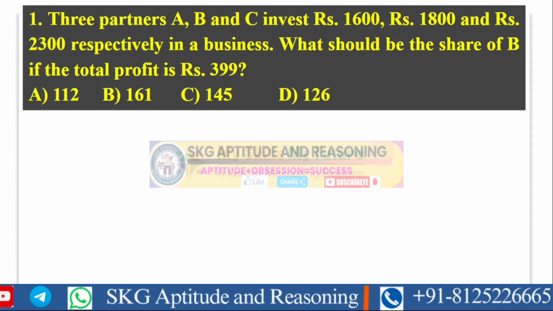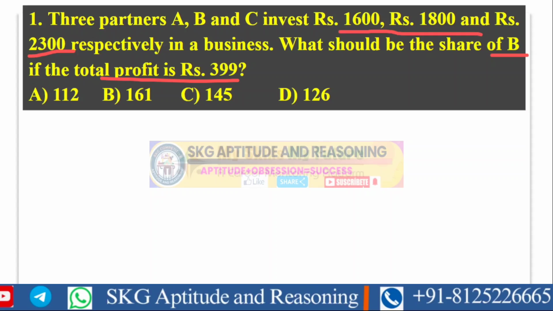There are three persons A, B, and C who invest amounts of 1600, 1800 and 2300 respectively in a business. So the three persons' investments are given as 1600, 1800 and 2300. What should be the share of B? The total profit is 399.